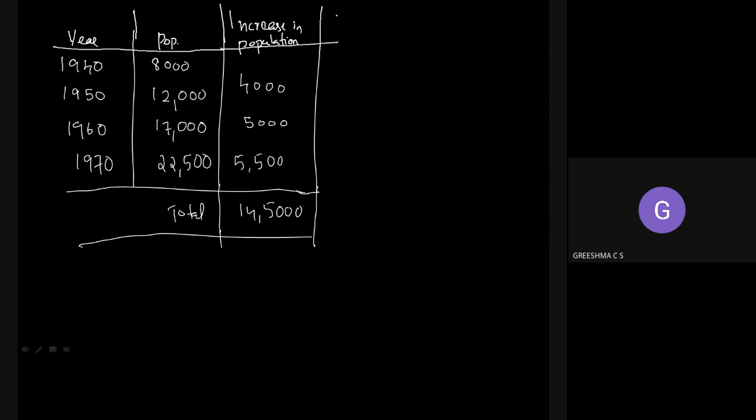Next step, you have to find out the percentage increase in the population. How will you calculate the percentage increase in the population? That is, you have to see how much percentage it has increased.